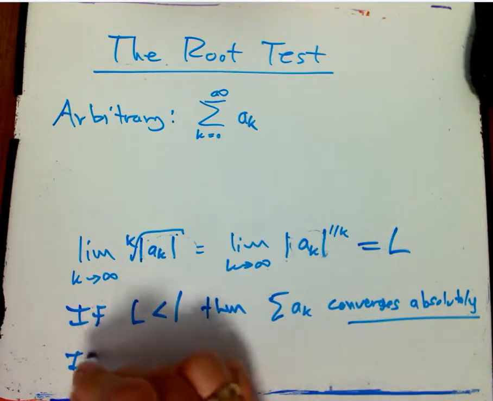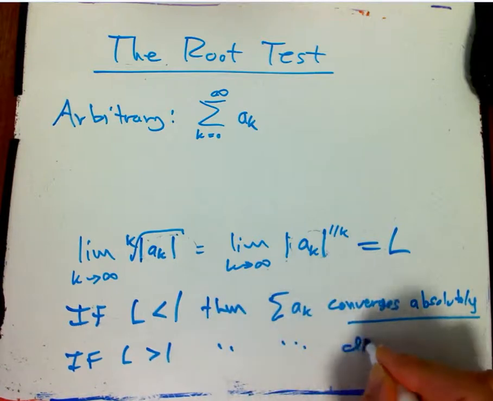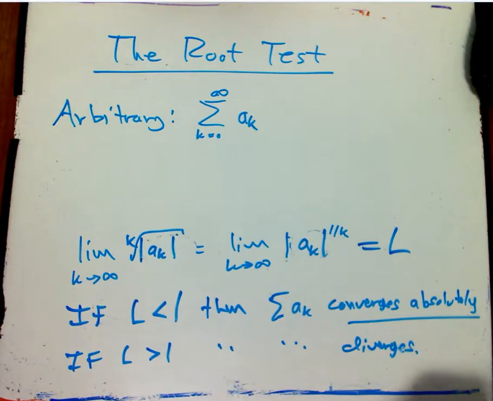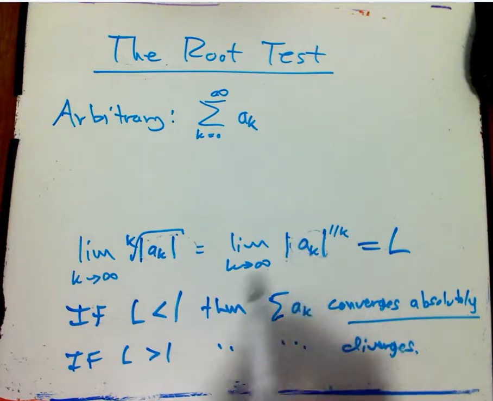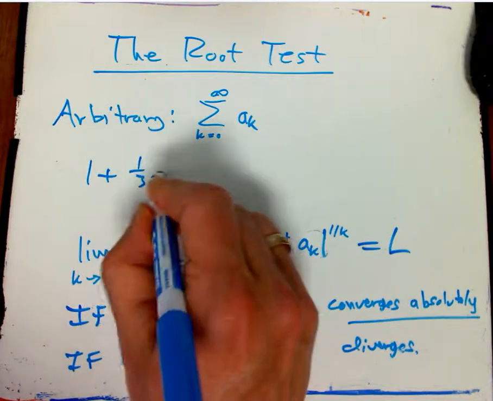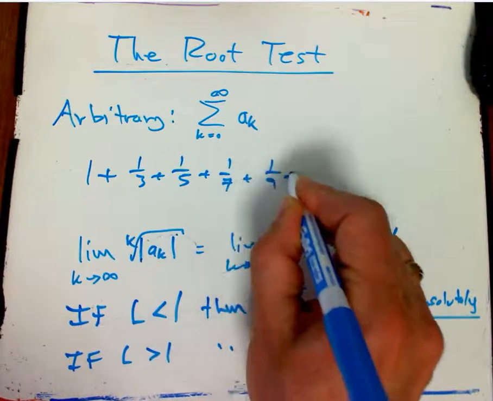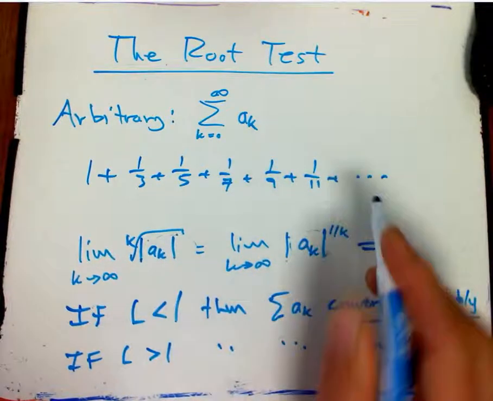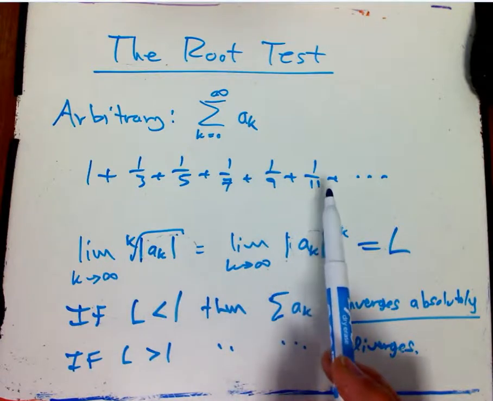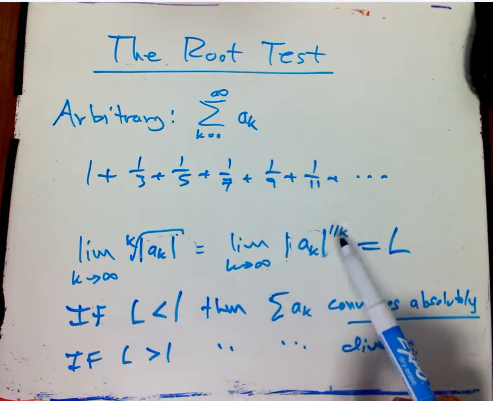And if L is greater than 1, then it diverges, because it's looking a whole lot like a divergent geometric series. Another way to say this is, our usual rule is, if I've got any kind of series, we're asking, do the terms get small fast enough? And what we're doing is we are looking at terms that are getting small, and then we're taking kth roots.